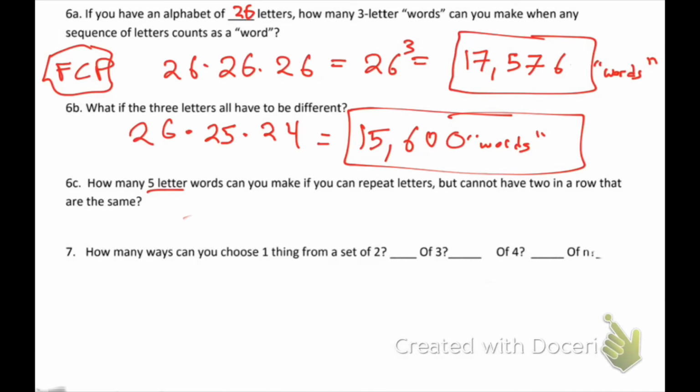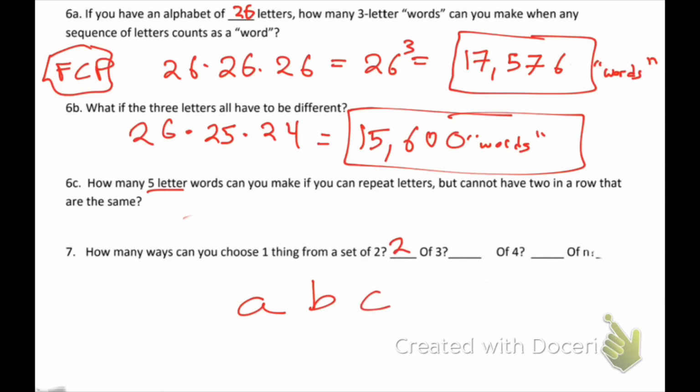Number 7. How many ways can you choose one thing from a set of 2? So let's just say I have 2 items. Let's just say A and B. Well, if I only wanted to pick one thing, how many ways could I do it? Well, I have one way to pick A, I have one way to pick B, so there's only 2 ways I could do that.